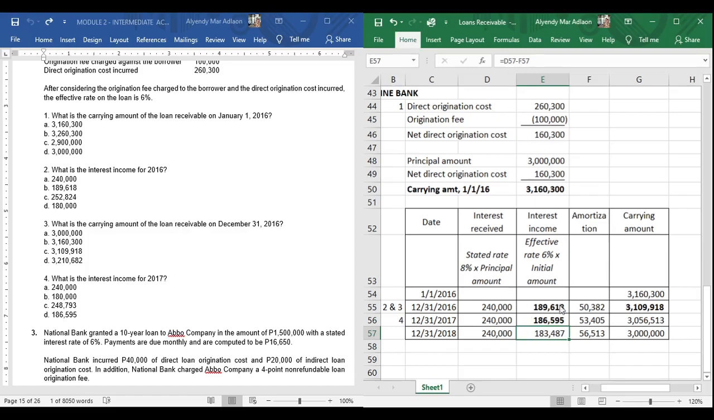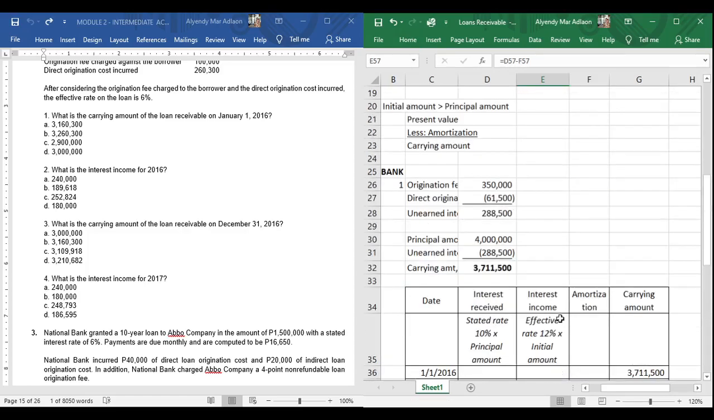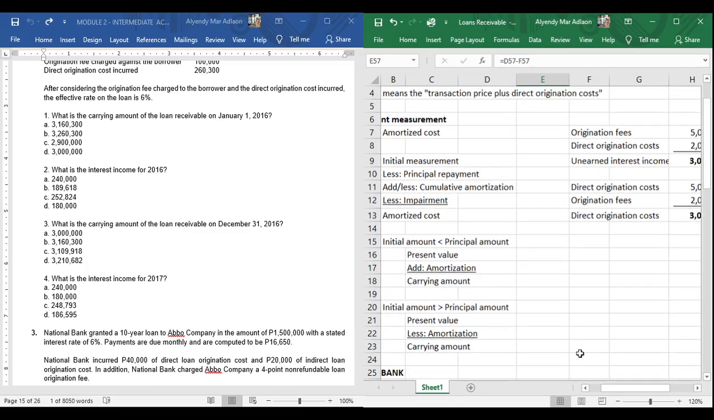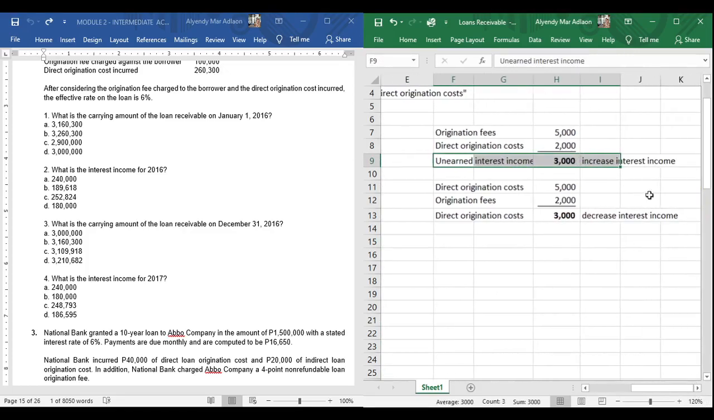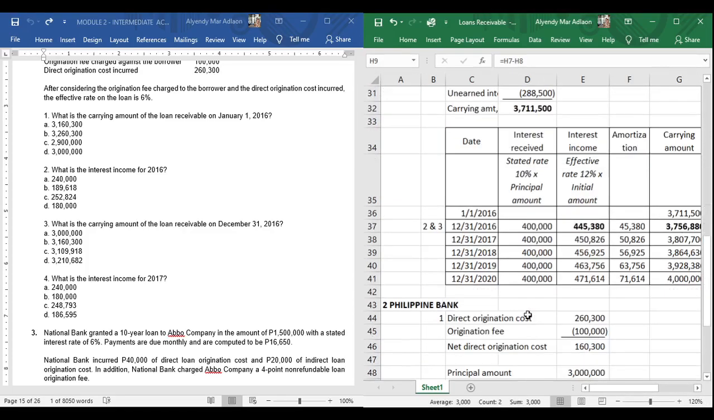So, class, take note of this. In these rules, if there is an interest income, it would increase our interest income. So, look at the interest income in the Apari Bank. Didn't the interest income increase? Instead of receiving only 400, what we recognize is 445,380.